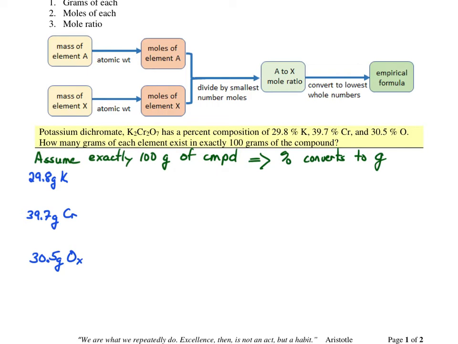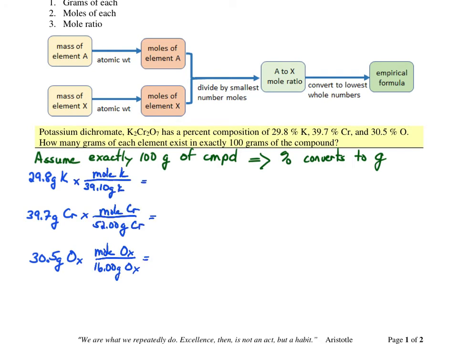Now we want to calculate moles of each element using each element's atomic weight. As we've done many times before, we're going to divide the mass of the element by the element's atomic weight, such that units of grams cancel, and we're left with moles of each element. I'm going to go ahead and do that math. So we've done our division. We have our moles of each element in 100 grams of the compound.